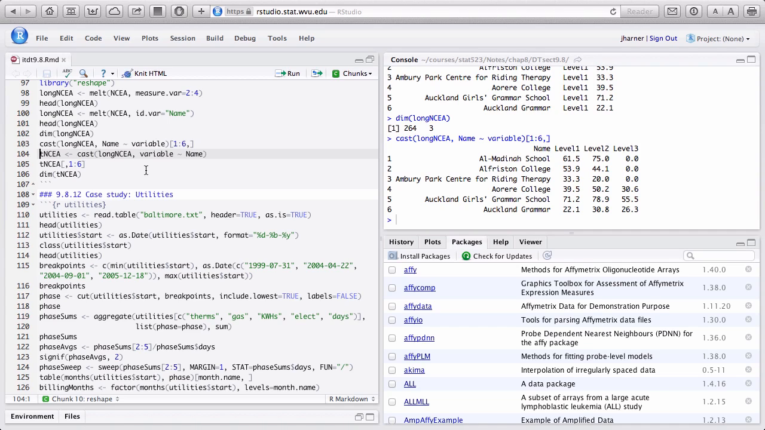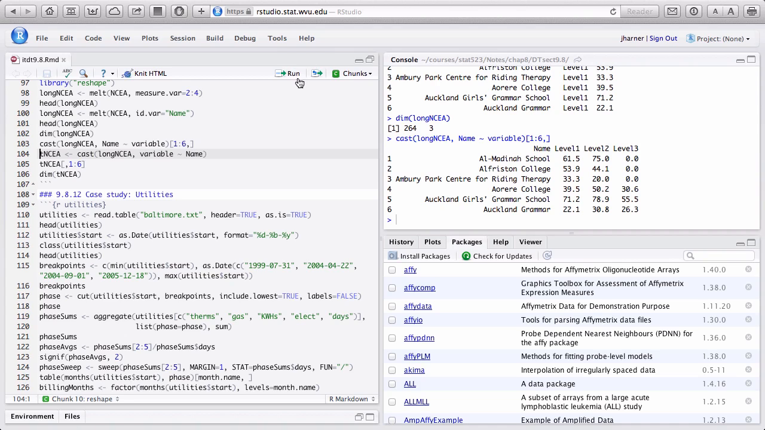The dimension of this is 86 long, if I would print out the whole thing. But suppose I say cast long NCAA variable by name. That's just the opposite. Here I said name. This is what I want to do. But what would happen if I reversed it? It's like doing a transpose of the data. The rows become the columns. So you have many, many, many columns, like 86 or whatever.